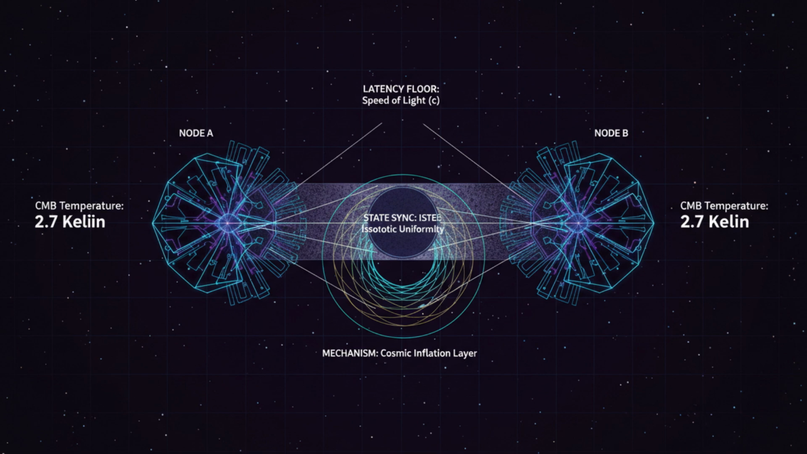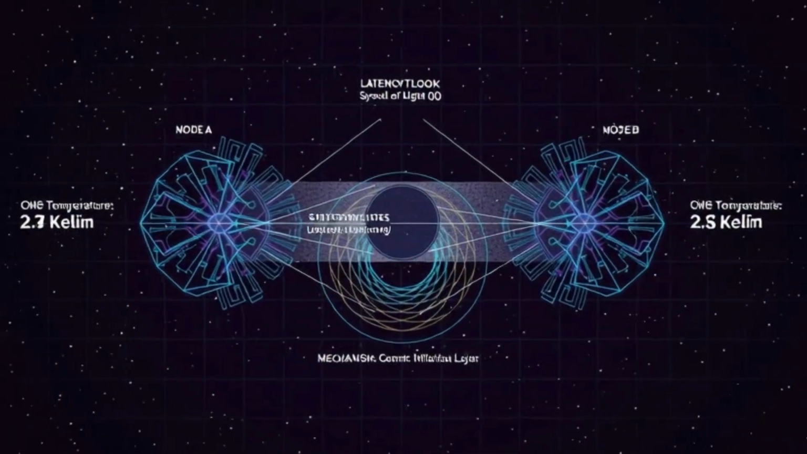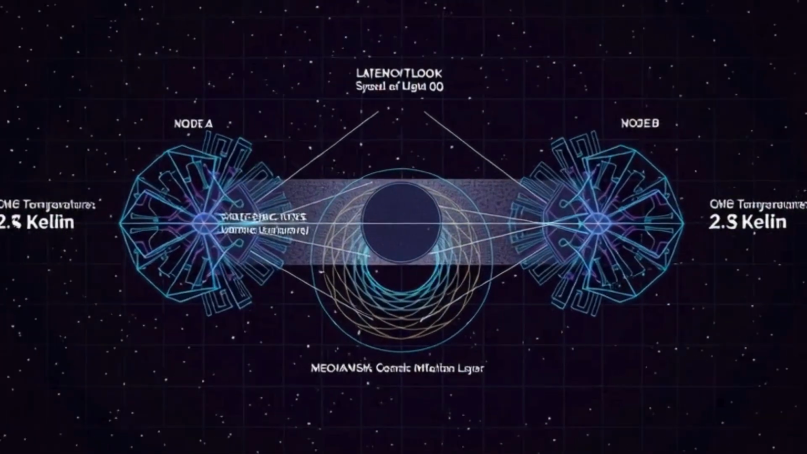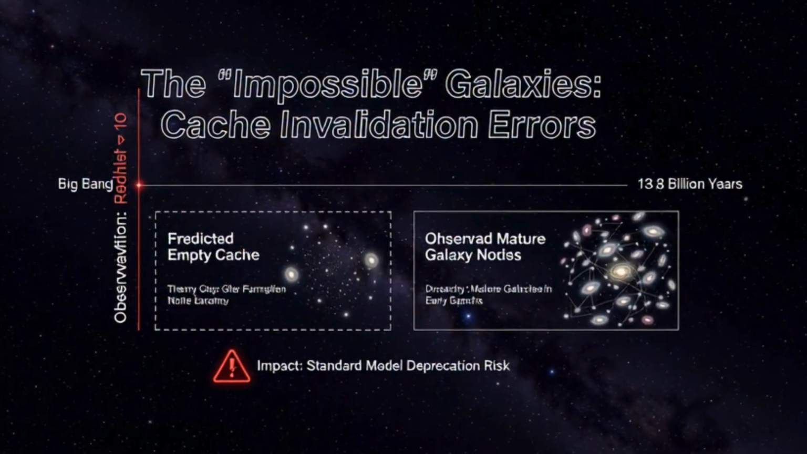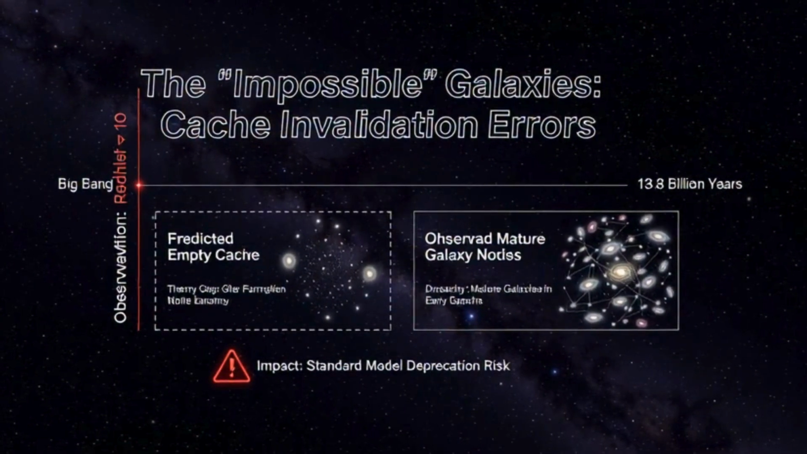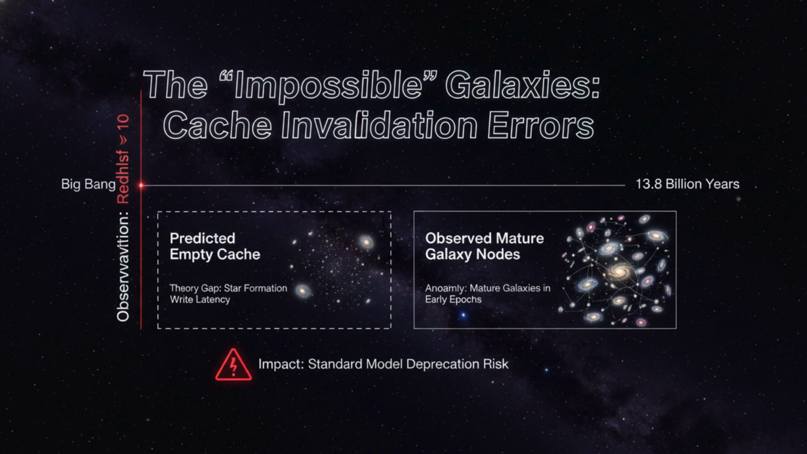We are currently trying to reverse engineer this middleware to understand why it accounts for such a massive portion of the system's total overhead. The James Webb Space Telescope recently discovered massive galaxies at redshifts of Z greater than 10. For infrastructure engineers, this is like finding fully populated, high-traffic databases only milliseconds after a system wipe. According to our legacy models, these structures shouldn't have had enough time to form.